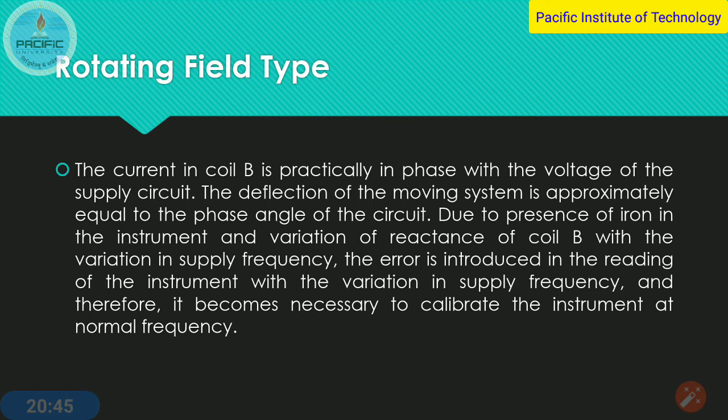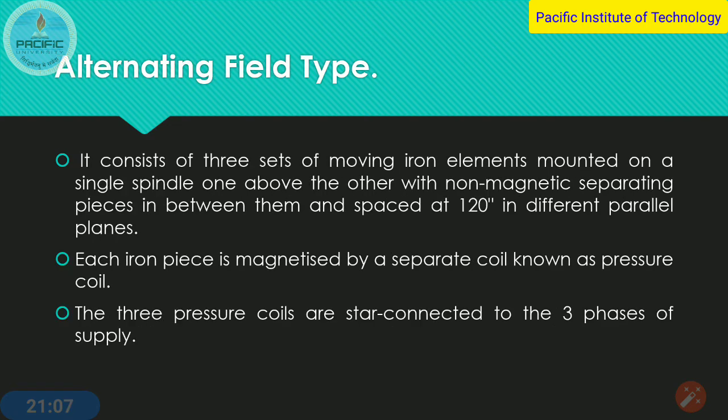Now, as iron is present in the instrument, and the reactance of the coil B varies with the variation in the supply frequency, errors are introduced in the readings of the instrument with the variation of supply frequency, and therefore it becomes necessary to calibrate the instrument at normal frequency. Right? So the second one in the moving iron power factor meter is the alternating field type.